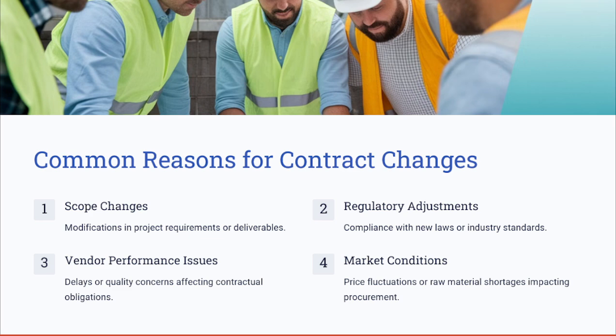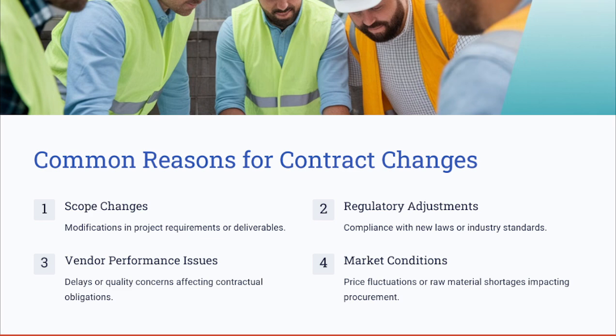First, let's understand what the common reasons behind procurement contract changes are. First, you have scope changes. Scope changes can be changes in project requirements or deliverables or functionality. Next, we have regulatory and legal adjustments, and these can be, for example, compliance with new laws or industry standards or safety regulations.